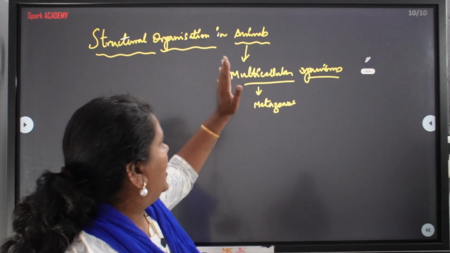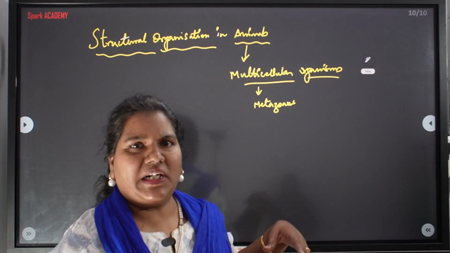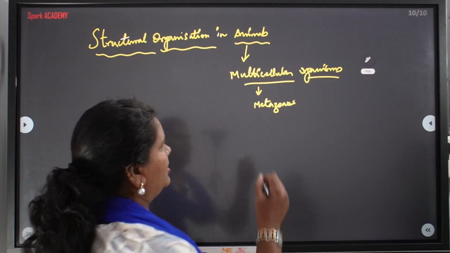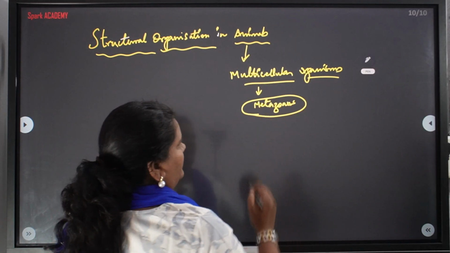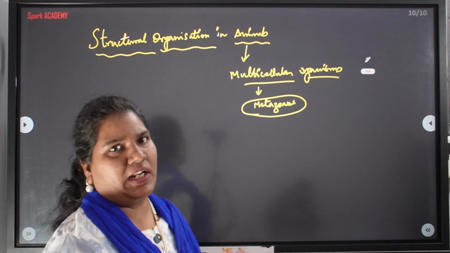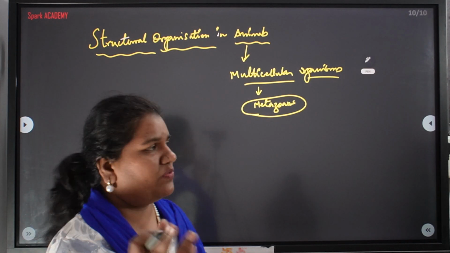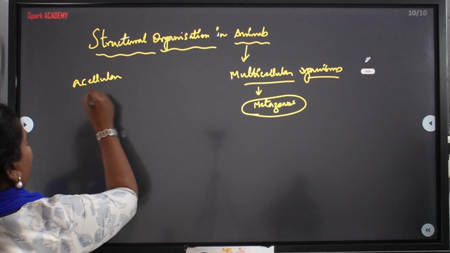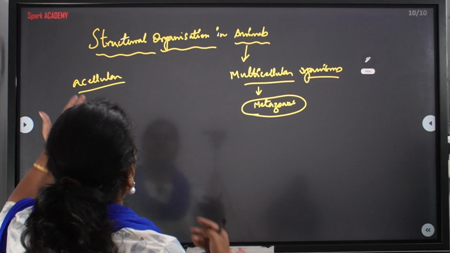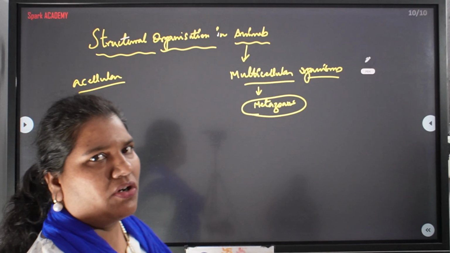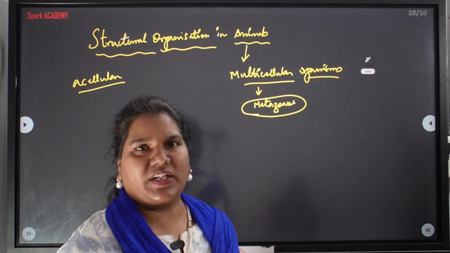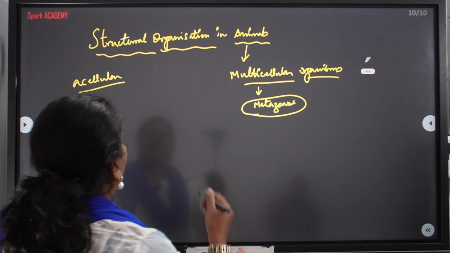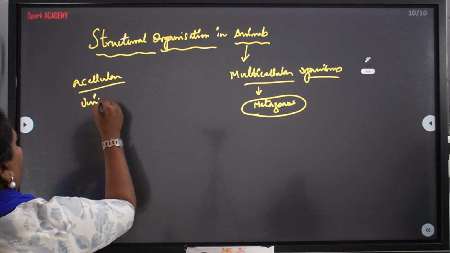Now as I told you, plants are also multicellular, but for animals, as they are multicellular, we use the word metazoans, right? And what do we call unicellular organisms? Unicellular organisms we use the word acellular. Okay, so in the living world we have metazoans, we have acellular and unicellular organisms, we have plants, etc.